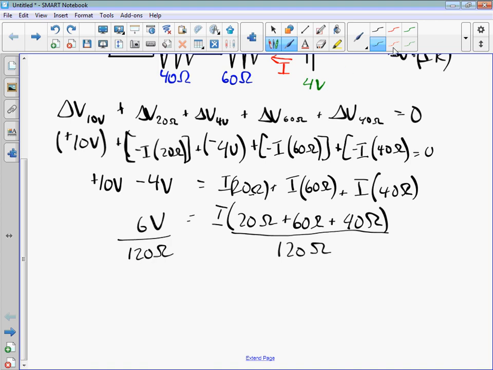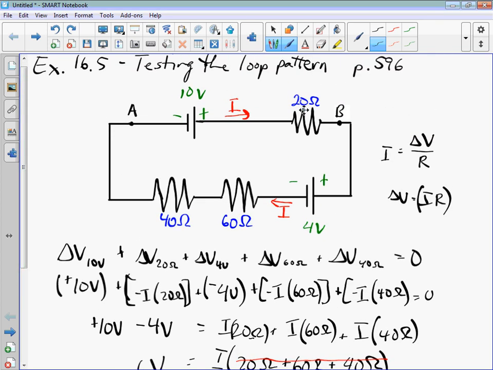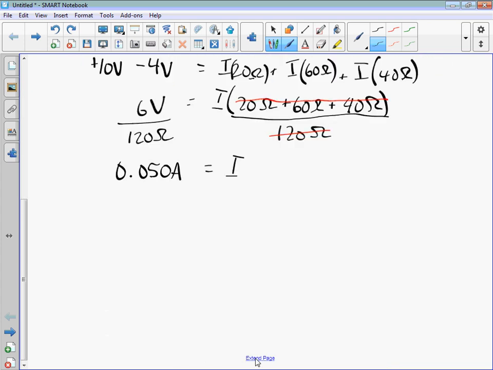So now this and this cancels. You end up getting a value for your current being equal to 0.050 amps. Now that we know the current, we can look at the voltage drop from point A to point B, because now we know the voltage, we know the resistance, we know the current. We didn't know the current before, that's why we had to solve for it.